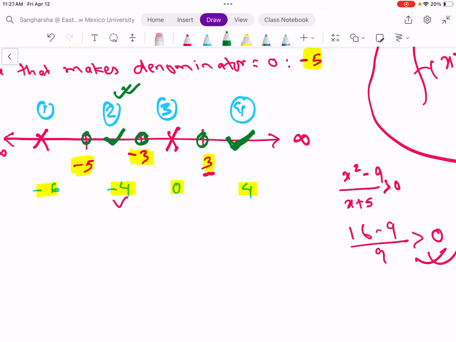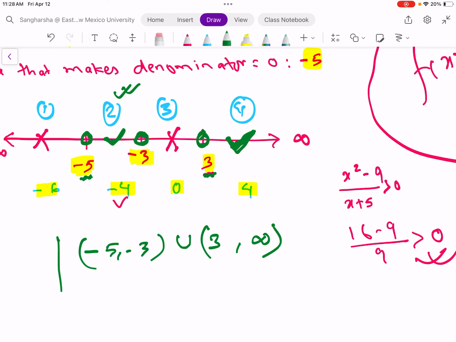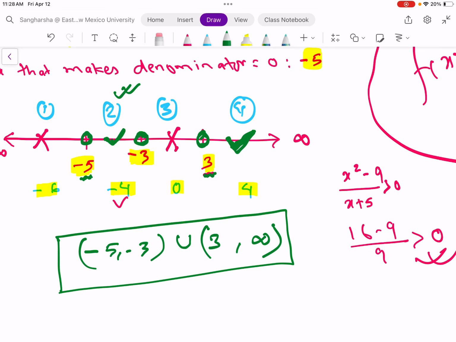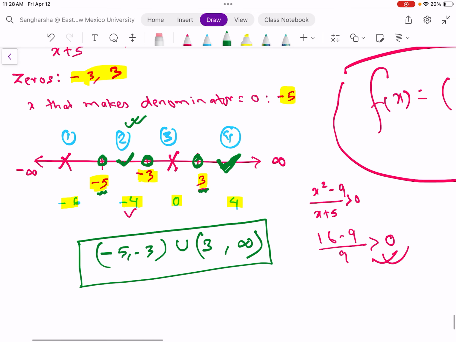The second interval is from negative 5 to negative 3. Negative 5 is not a solution, so we have an open circle, parenthesis. Negative 3 is not a solution, so we have an open circle, parenthesis. The fourth interval is from positive 3 to positive infinity. At 3, we have an open circle, so parenthesis. And with infinity, it's always parenthesis. And we have a union. And this is the solution for this rational inequality.